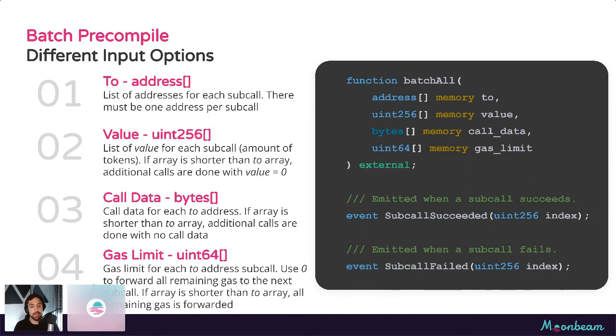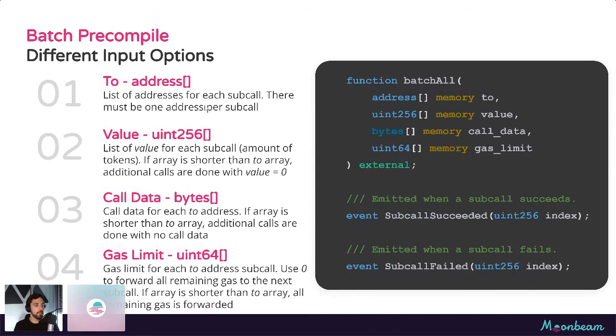Last but not least, we have the gas limit. And as you might imagine, it's the gas limit for each subcall that we're doing, right? It's for each to-address subcall, basically. You can use 0 to forward all the remaining gas to the next subcall. And if the array is shorter than the to array, all remaining gas is forwarded, right? So for example, in the demos that I'm going to do, I'm always putting empty brackets, meaning that I'm just going to forward whatever gas was estimated and used for the first one. I'm going to forward it for the second one, third one, and so on, right? If you want to play around with gas limits, you can do it as well. I want the first subcall to use a maximum of 100, the second one to use a maximum of 30, and so on, right? But it's up to you to decide what to do with this.